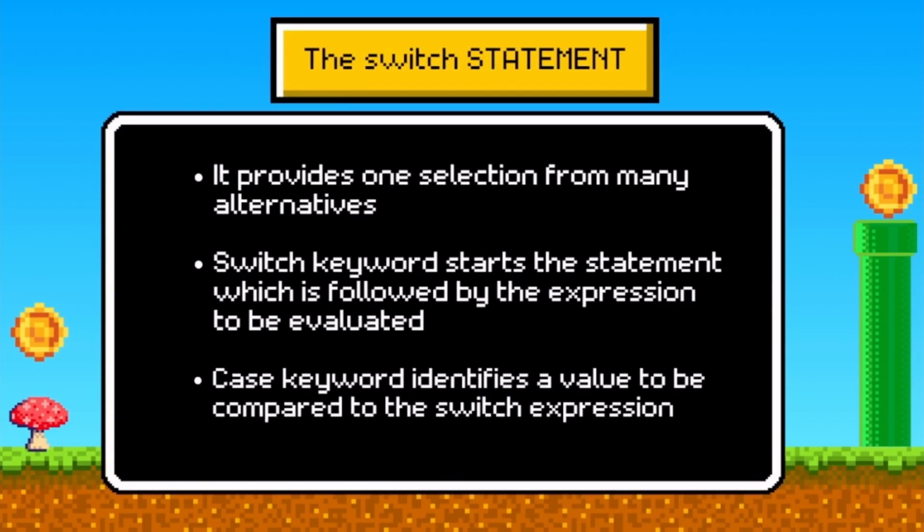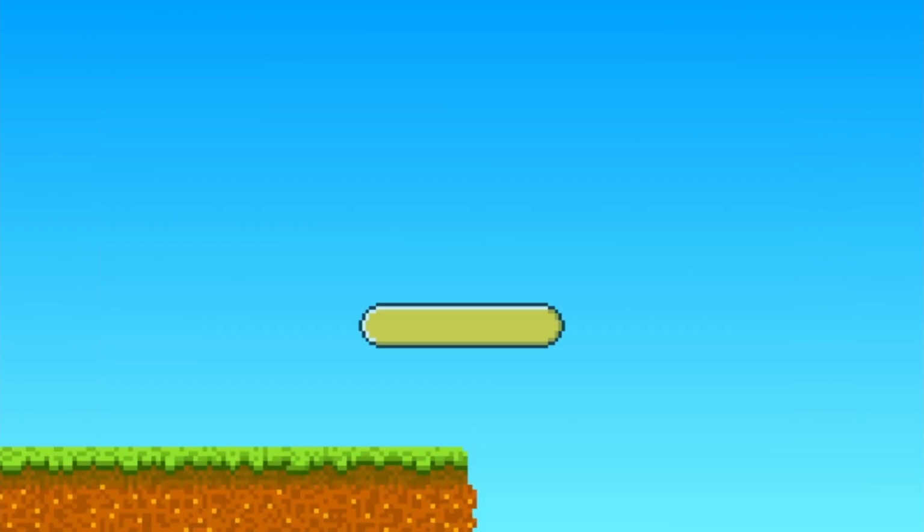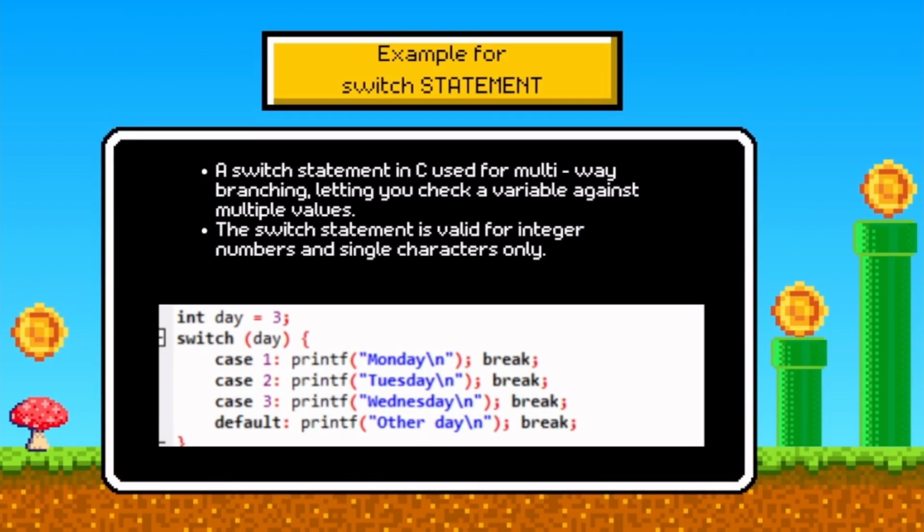we're looking at the switch statement. So what is a switch statement? It provides one selection from many alternatives. The switch keyword starts the statement, which is followed by the expression to be evaluated. Finally, the case keyword identifies a value to be compared to the switch expression. Next. So this is an example of a switch statement.